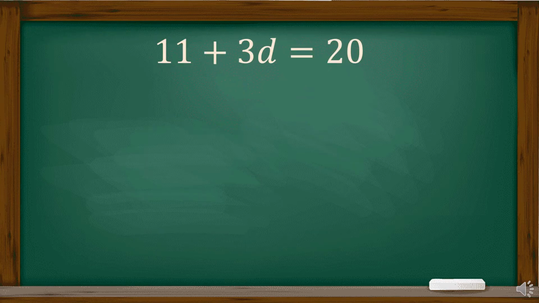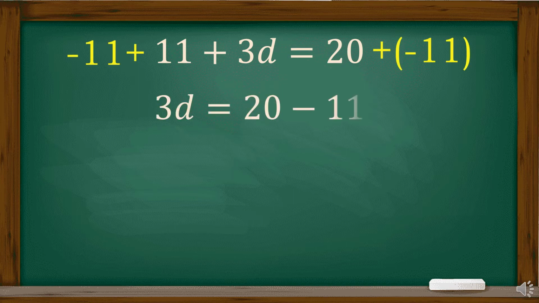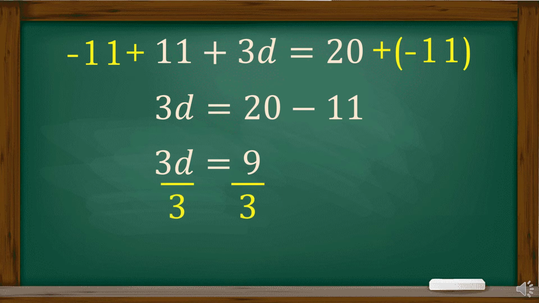Next, solve for d. We will add negative 11 on both sides of the equation. So we have 3d is equal to 20 minus 11. 20 minus 11 is 9. Then, divide both sides by 3. So, d is equal to 3.